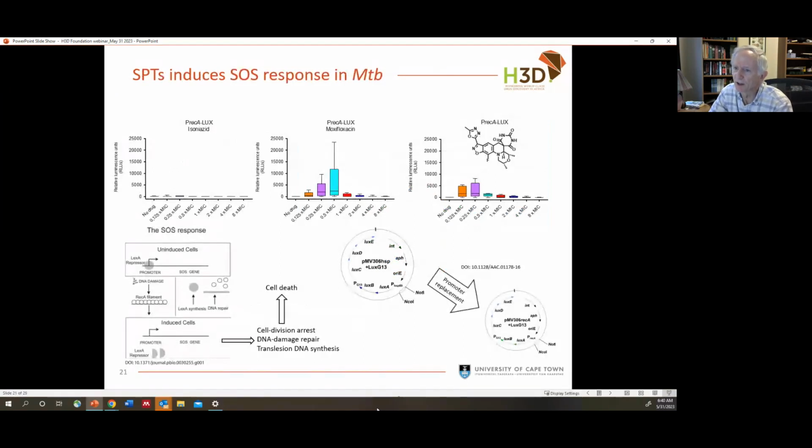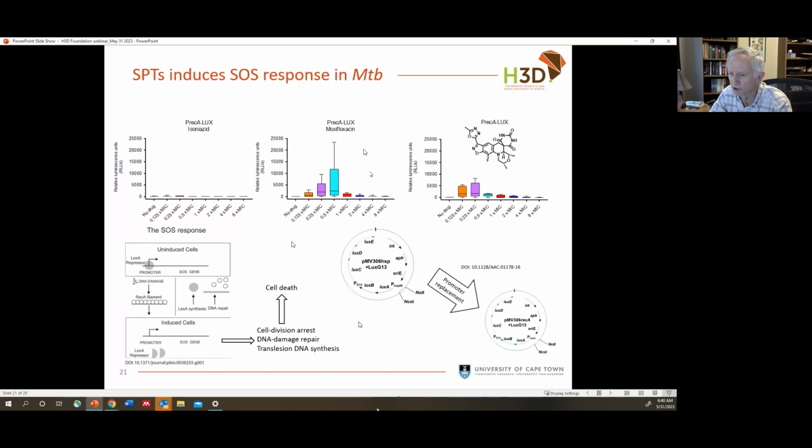So this class of compounds was shown to induce an SOS response in MTB. There's another bioluminescence reporter assay that was developed at UCT that indicates DNA damage. So here's a cell wall biosynthesis inhibitor, isoniazid. It doesn't light up in the assay. Moxifloxacin does light up. At higher concentrations it's bactericidal, so that's why you don't see the high signal. And SPTs also light up in this assay.